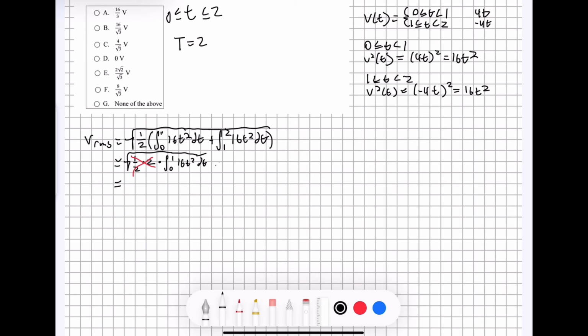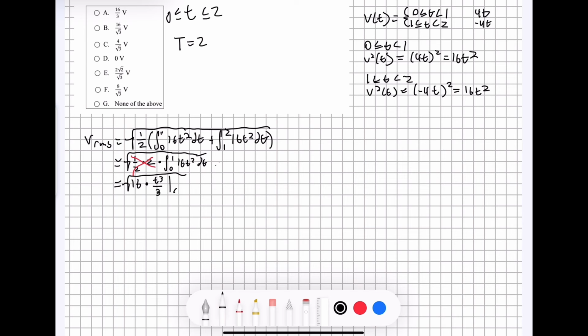So solving the integral real quick, we have t squared here. That is going to turn into, the 16 comes outside of the integral because you don't integrate constants. So 16 times t cubed over 3.